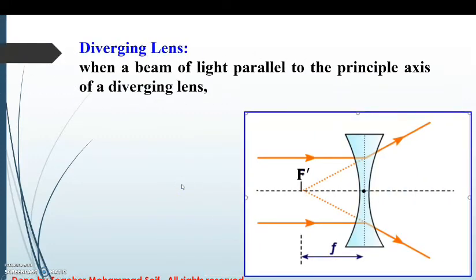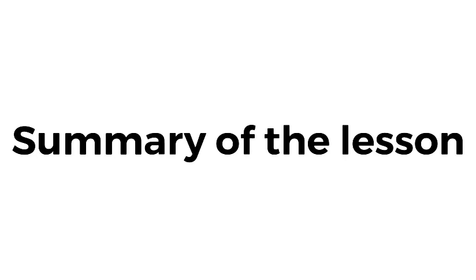The diverging lens: a beam of light must be symbolized by 2 rays, one above the optical axis and one below the optical axis. Okay, what is a beam of light? A beam of light emits several rays at the same time. So when the beam of light emits parallel rays to the principal axis of a diverging lens, these parallel rays will spread out as if coming out from the image focus F prime, and we said that the focal length of this lens will be from the optical center to the image focus F prime.